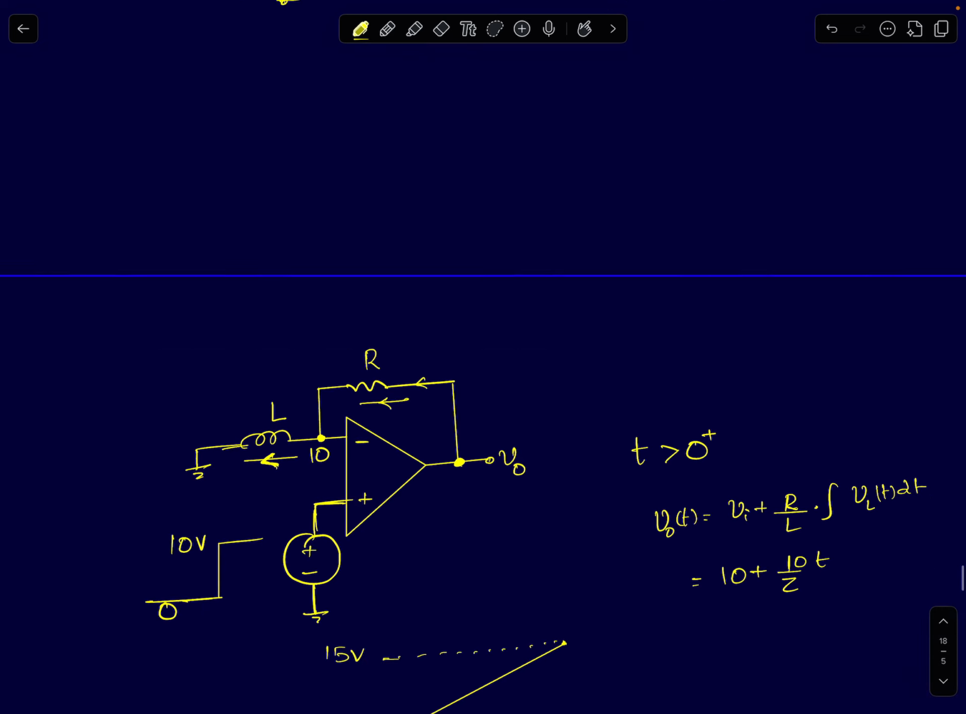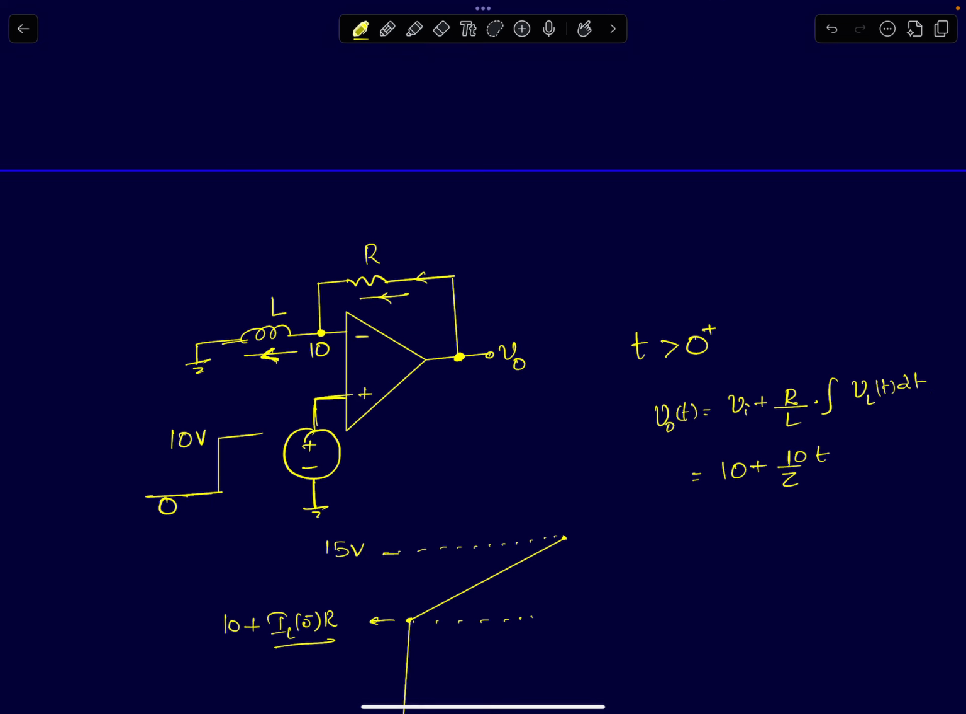Now what happens for t greater than 0? For t greater than 0, we just saw that the circuit enters a negative feedback mode. So the standard analysis holds. This will act like a non-inverting integrator with a proportional term. So the output voltage is simply Vi plus R by L, which I will write as 1 by tau times the integral of Vi dt, plus I should also remember to write the initial condition, because there is an integral term. If the initial condition is 0, I can ignore this term.